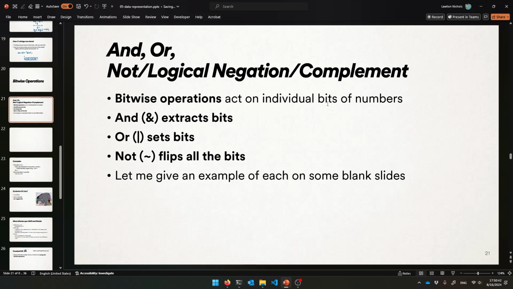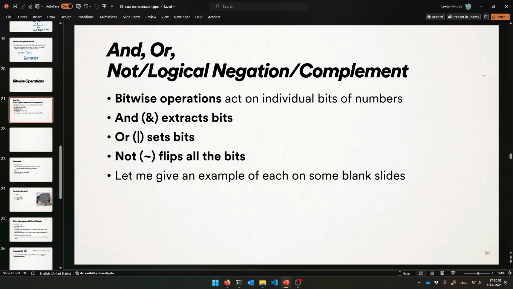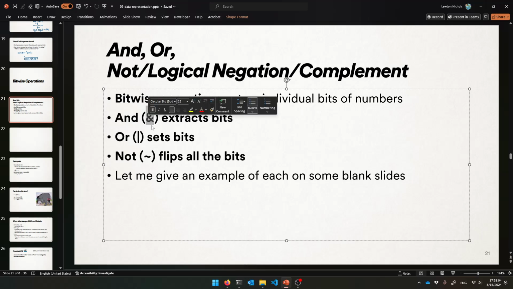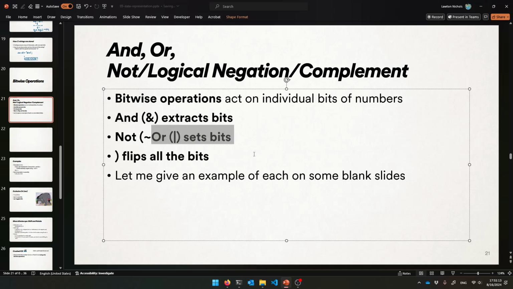All right, so there are a bunch of different bitwise operations that correspond to the logical operations that we know and love. They act on individual bits of numbers, though, but we interpret the ones as true and the zeros as false. We just line them up. All right, so the AND bitwise operator, instead of the logical operator, which is 2 ampersands, is just a single ampersand. So AND is good for extracting bits. The OR bitwise operator, which is a single pipe character rather than 2 pipe characters, sets a bit. I'll show you that in a second.